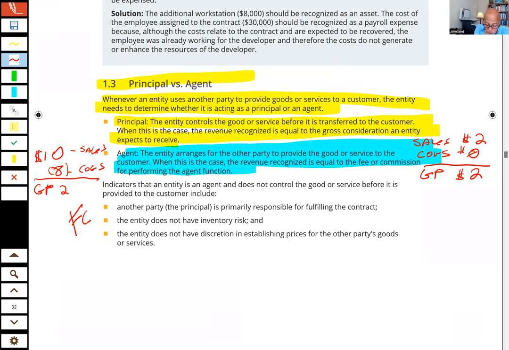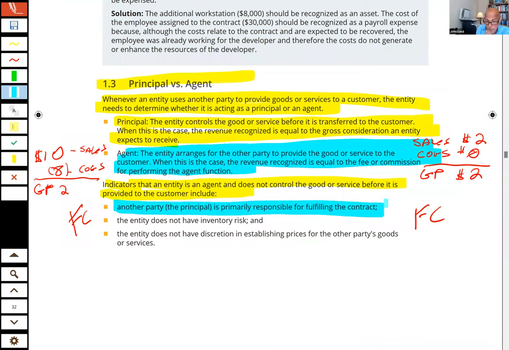that will help us determine whether we are the principal or whether we are the agent, and probably more specifically, some guidance that's going to tell me whether or not I am the agent, okay? And I am the agent if another party, flashcard this, is primarily responsible for fulfilling the contract. In other words, Uber's CEO doesn't come and pick you up and say, here I am with an Uber hat on. It's whoever you happen to get as the person that's going to use their privately owned vehicle to come pick you up.